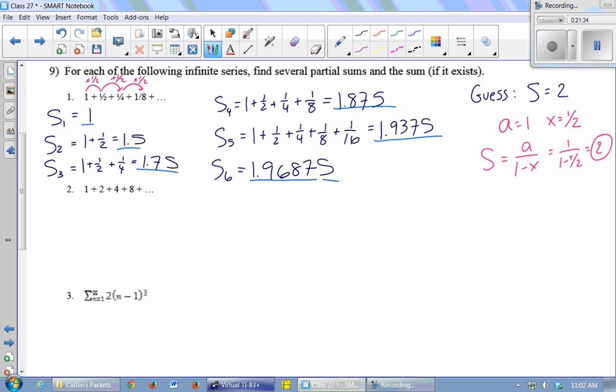Does that make sense? There are 2 ways to determine if it converges. You can make a sequence of partial sums, and there's a lot of conjecture involved. You have to say, oh, looks like it's converging to 2. If it's geometric, you can say for sure if it converges and what it converges to.